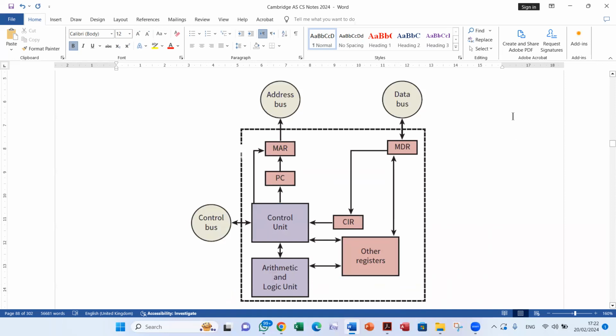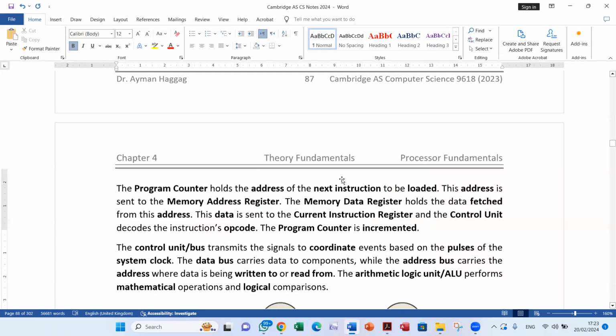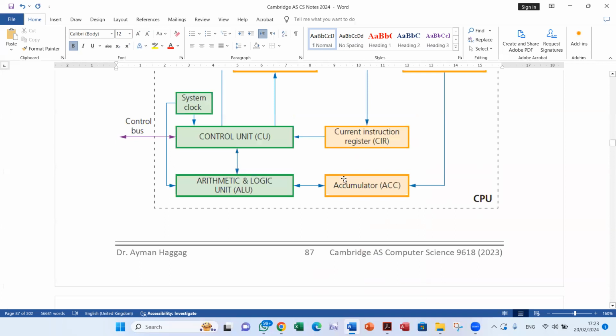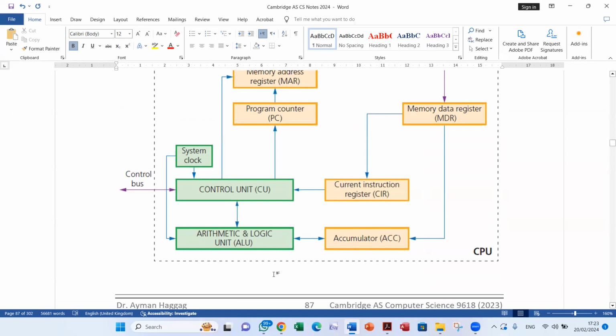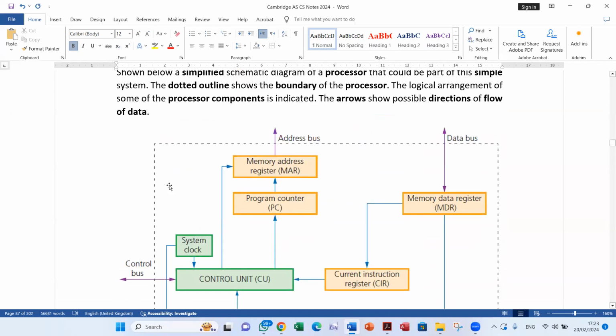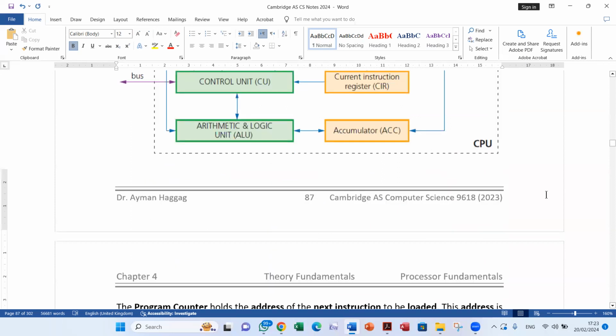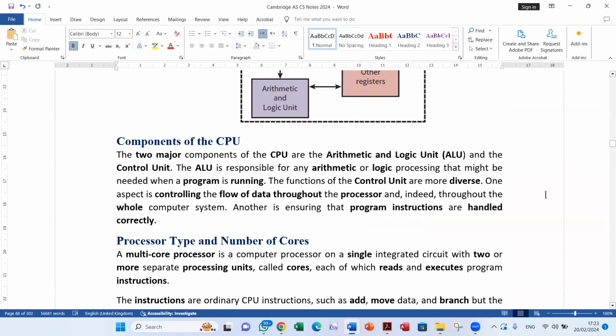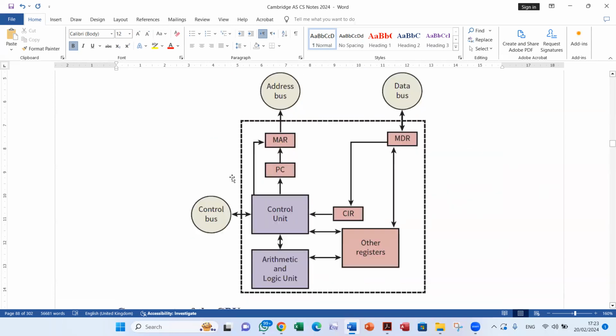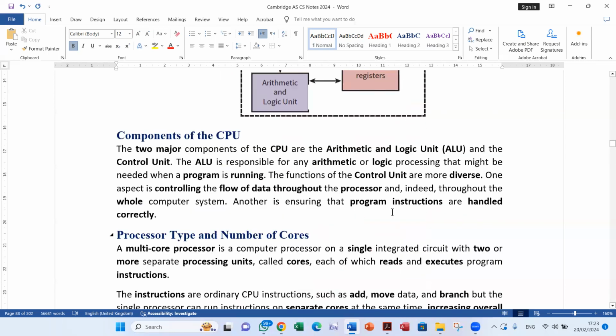You have to study MAR, MDR, PC, CIR, and the other register, the accumulator. You have to study these 5 registers very well, and the control unit and the arithmetic logic unit and the system clock, plus the 3 buses. We will be talking about these over and over until everything becomes clear, inshallah. Components of the CPU. These are the components of the CPU already told.